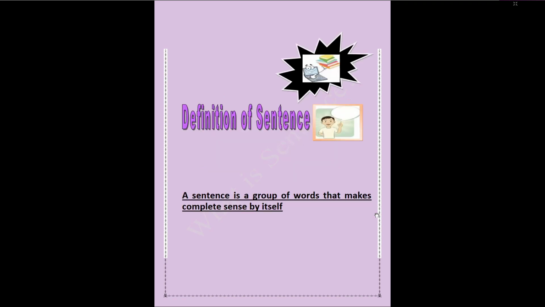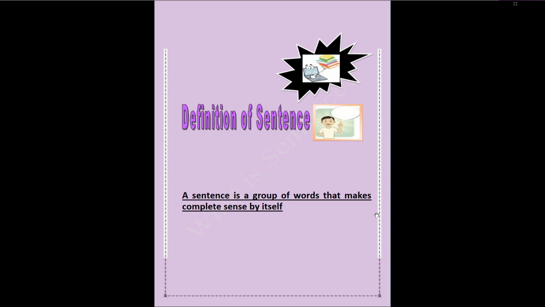Now let's start with what is a sentence. A sentence is a group of words that makes complete sense by itself. Now let's discuss its features or characteristics. Number one, a sentence consists of a group of words that makes complete sense. Number two, it has a verb. Number three, it begins with a capital letter. Number four, the words in a sentence are written in proper order. Number five, it has a subject and a predicate. And last, a sentence ends with either a full stop, a question mark, or an exclamation mark.